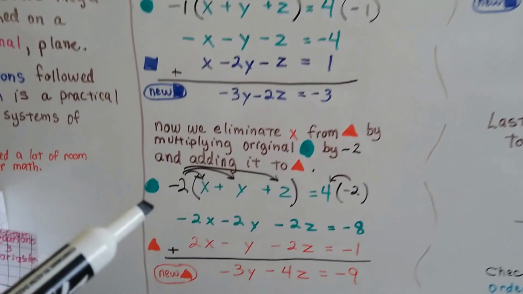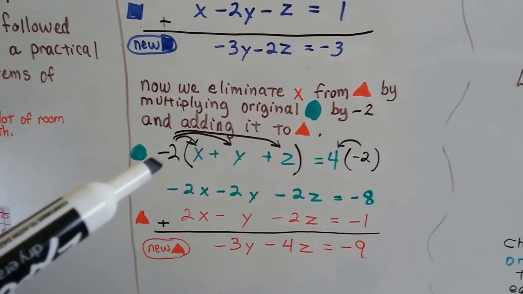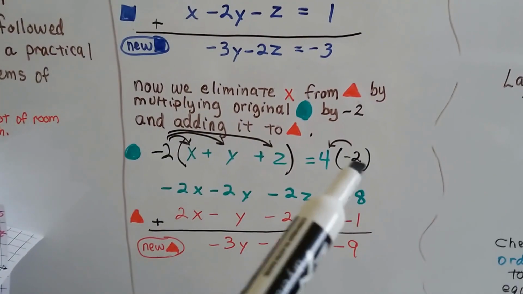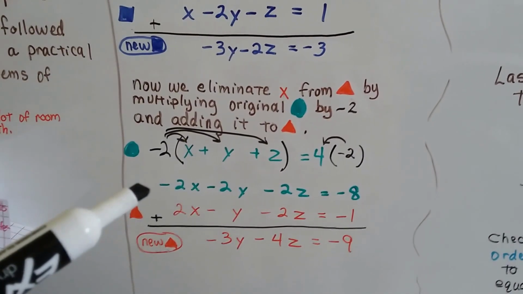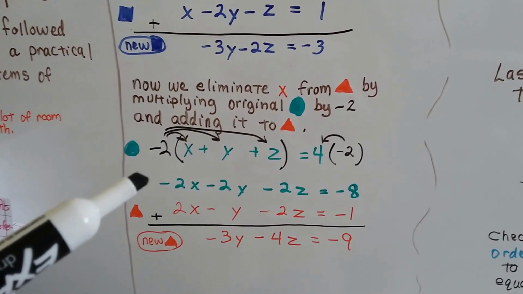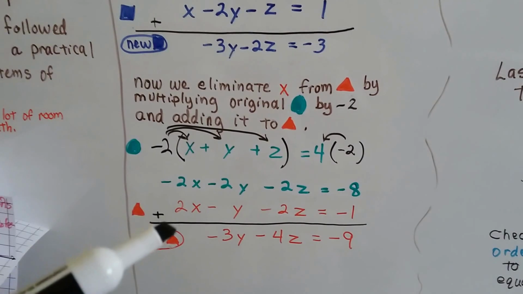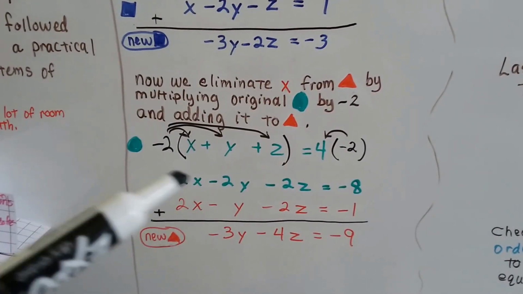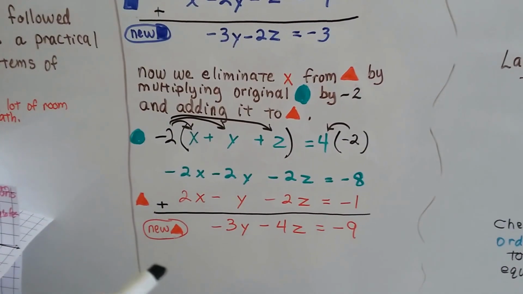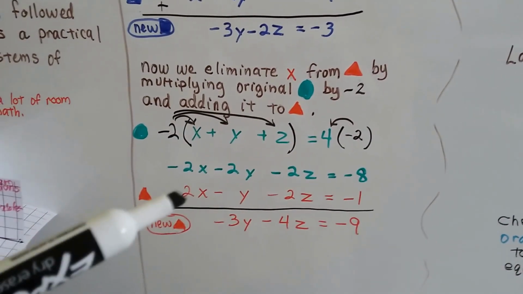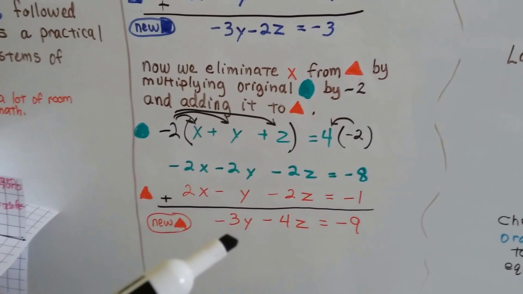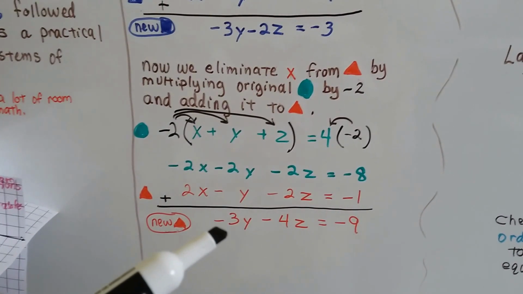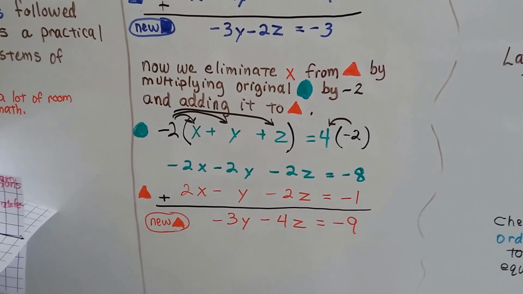So we multiply each term of the green equation by that -2, distribute it in, including the 4, and we get -2x minus 2y minus 2z equals -8. Now, when we add it to that red triangle equation, we create a 0 pair with the -2x and +2x. This is our new red equation: negative 3y minus 4z equals negative 9.